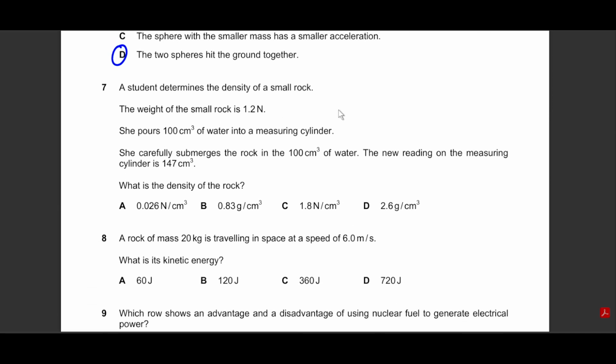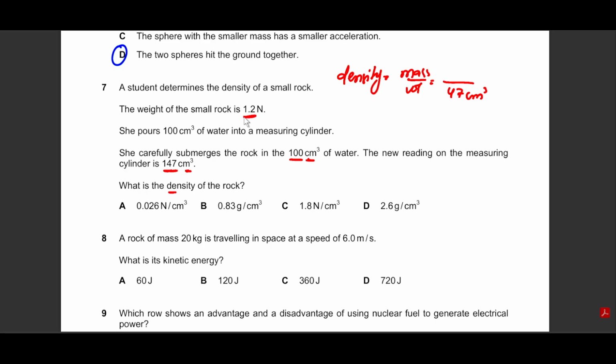Question 7 has proven to be a bit tricky, but we'll try to solve this. It says we want to find the density, so let's write down the formula for density. That is going to be mass divided by volume. Now, change in volume is very obvious because going from 100 to 147. Previously, the volume was 100. Today, the volume is 147 after placing the rock in it. So the change in volume is 47. But since we're working with centimeter cube, the centimeter cube stays.